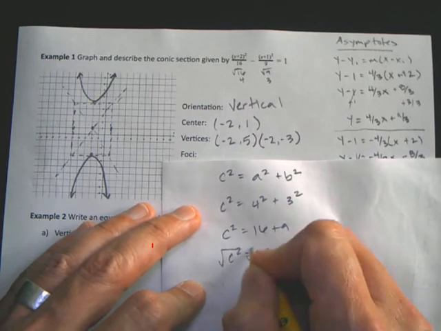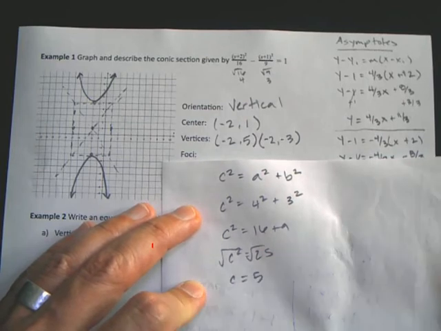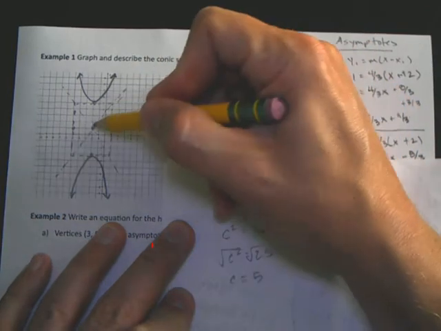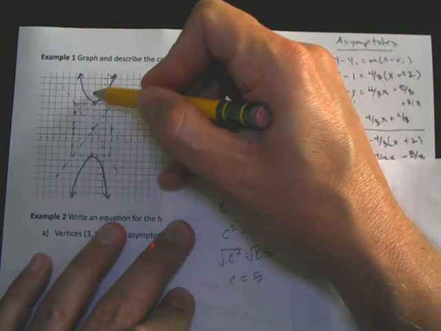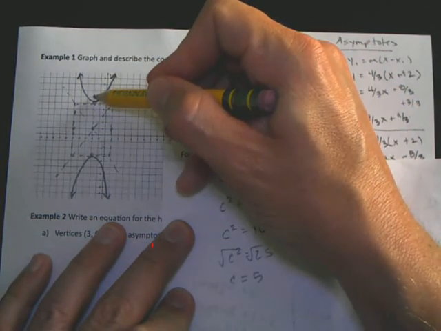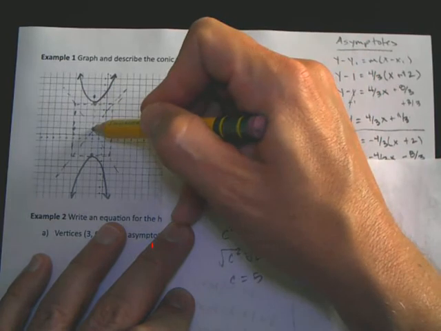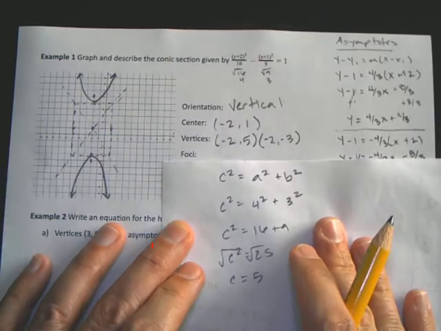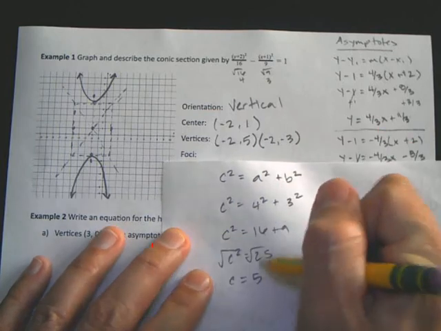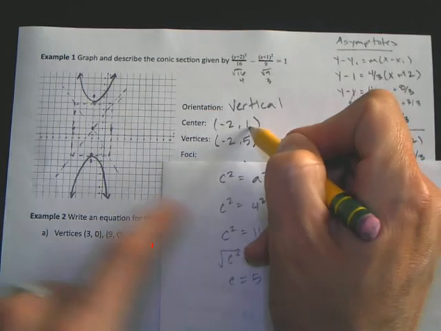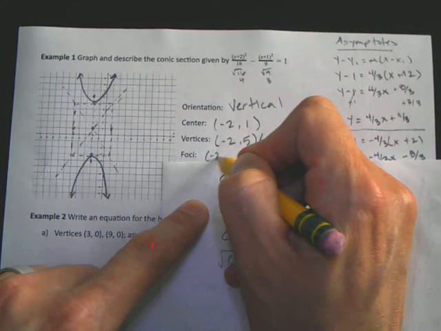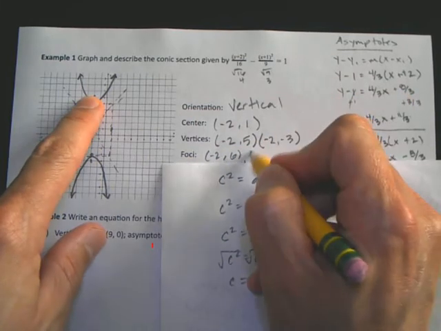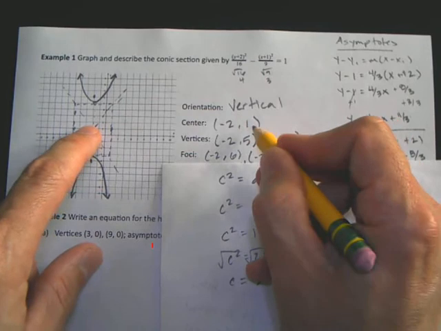That, ladies and gentlemen, is the distance to my foci, remember? So from here we go up 1, 2, 3, 4, 5, because we know the foci lie inside the hyperbola. And from here we go down 1, 2, 3, 4, 5. There's our two foci. And really what we're doing is just adding 5 to the y value. The negative 2 stays the same. 1 plus 5 is 6. That takes us up to that point. Negative 2 stays the same. 1 minus 5 is negative 4. It takes us down to that point.